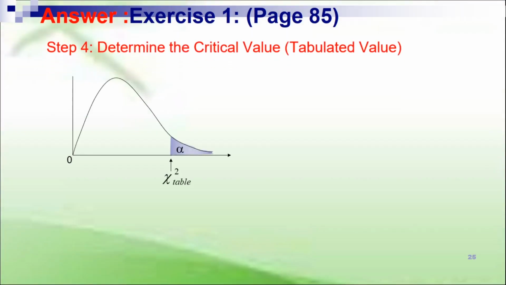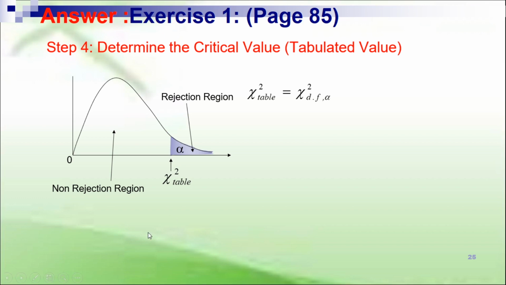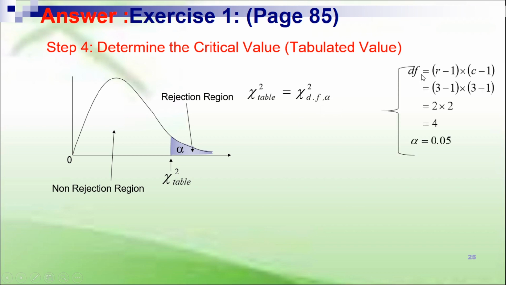But once you calculate the chi-square calculated value, as a next step, determine the critical value. Then you have to get the table value, so you need to find out the degrees of freedom. In the exercise, the alpha value is given as 0.05. Then using this formula, find the degrees of freedom, r minus 1 into c minus 1. Both variables contain 3 categories, then 3 minus 1 into 3 minus 1, 2 into 2, degrees of freedom equal to 4.